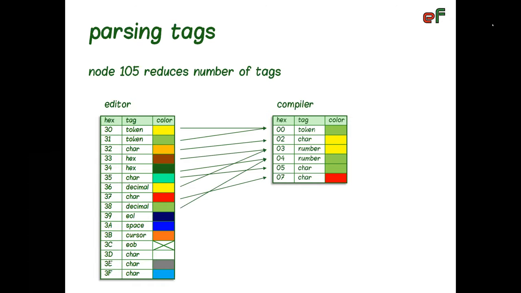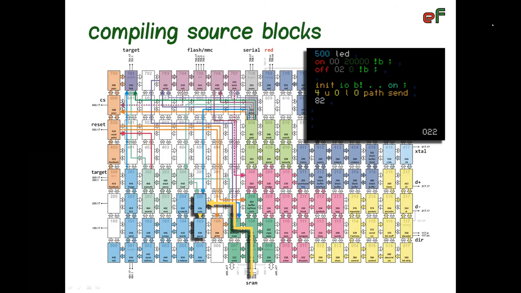The meaning of those colors is the same as in colorForth. Red words start a new definition, green words are compiled and yellow are executed. Other colors are ignored and may serve as comments. A stream of simplified tags and associated data, which may be either token, number or string, is sent to node 104, where we process data according to their tags.